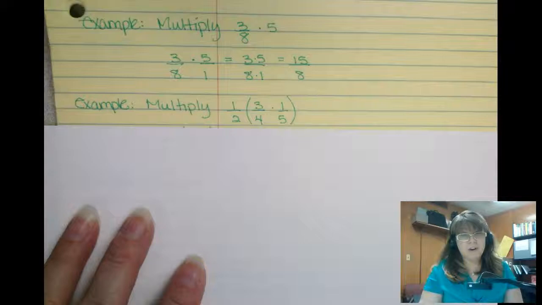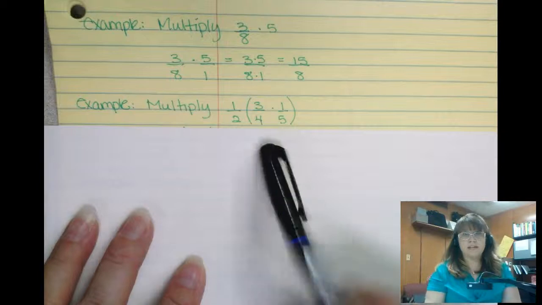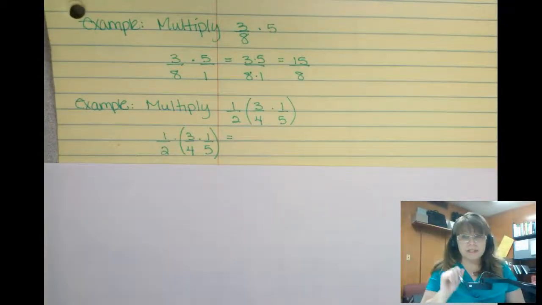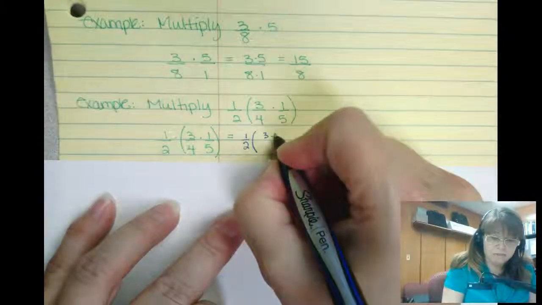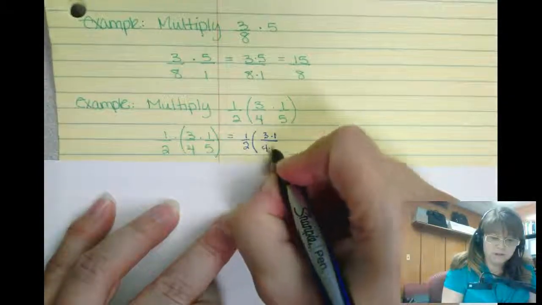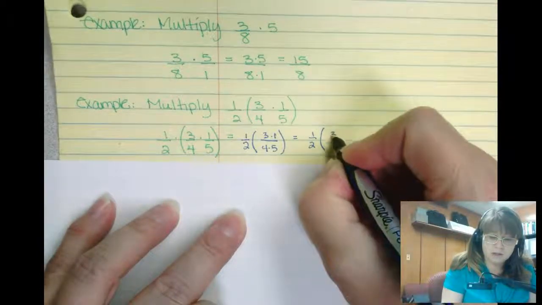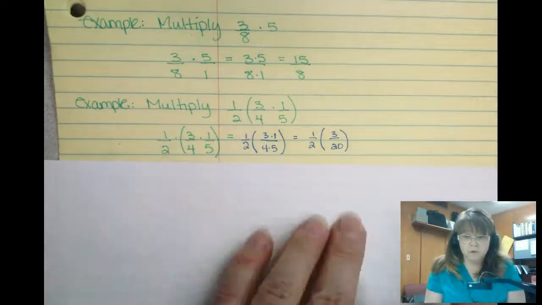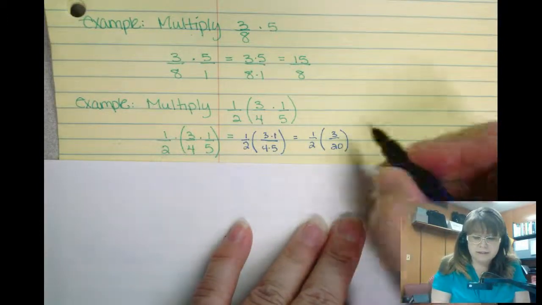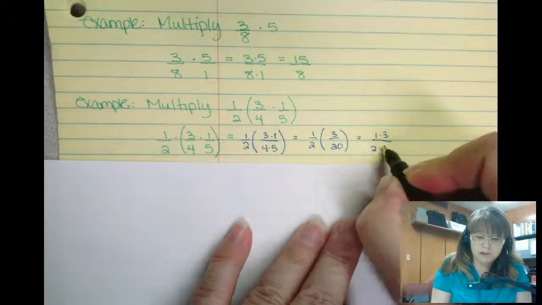Now what if we have three fractions? 1/2 times the quantity 3/4 times 1/5. So let's try it out. First we're going to take care of the parentheses. Remember your order of operations. So it's going to be 1/2 times 3 times 1 over 4 times 5, giving us 1/2 times 3 over 20. The next step, we're going to multiply the 1/2 by the 3/20. Again, we multiply the numerators, and then we multiply the denominators.